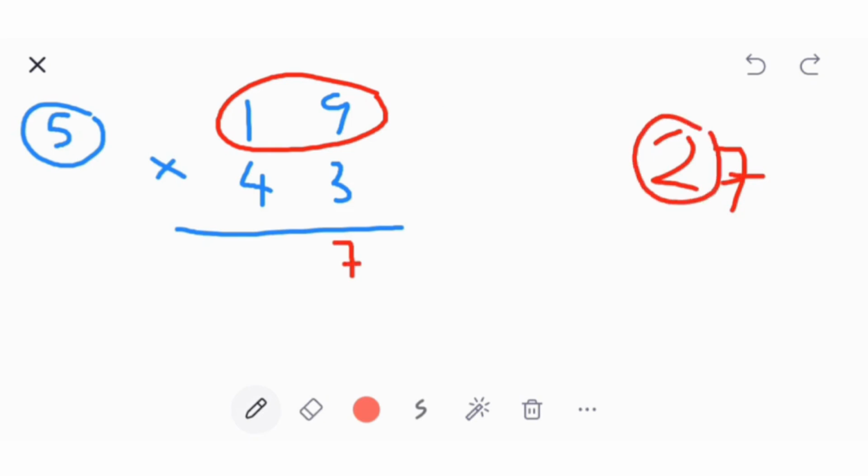Then this 2 that is here, you put it on top of the second friend, which is 1. Then 3 visits 1. You do 3 times 1, which is 3, plus this 2 on top, you have 5.